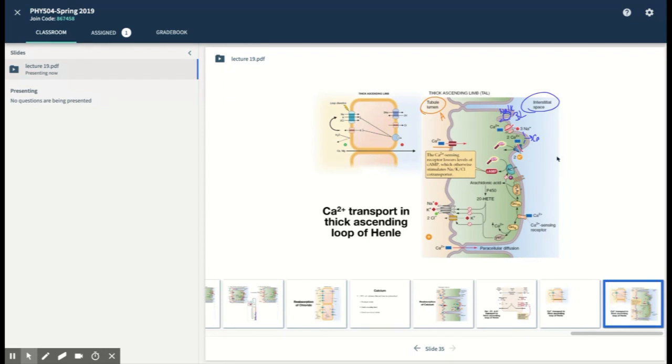But we also have paracellular movement that is due to that positive voltage in the lumen. Okay? That positive voltage in the lumen is generated by these two guys. How do you get a positive accumulation of positive charges in the lumen? By these two channels.